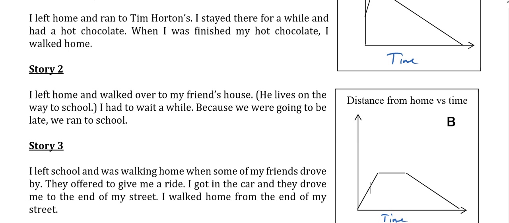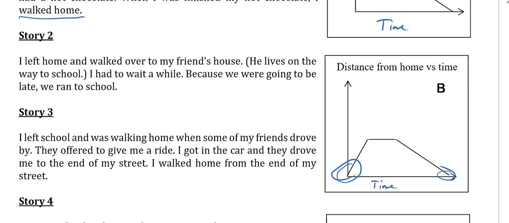On B, he leaves home and then goes back home. Good. It starts at 0, which is like what you said. It starts at home, starts at 0. Look, this one starts at 0, and he left home, and then walked home. So see how that one starts at home, ends at home. So B looks good. And then I'm going to cross off B because we're kind of done with B, right? Or maybe I'll just cross this part off to remind me that I'm done.